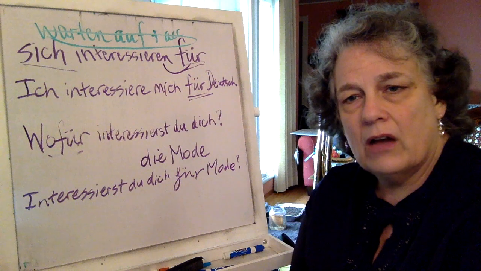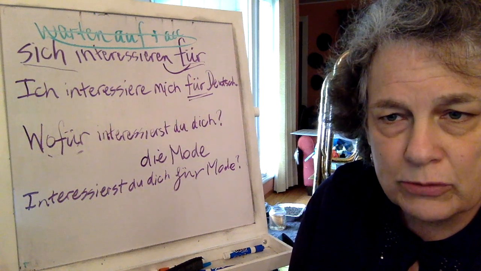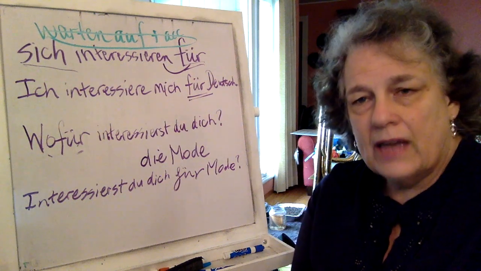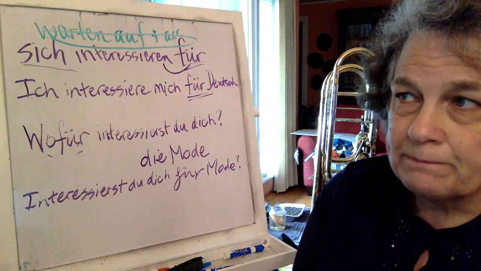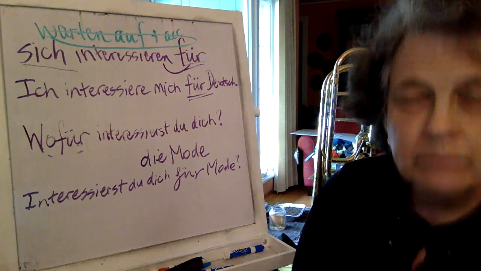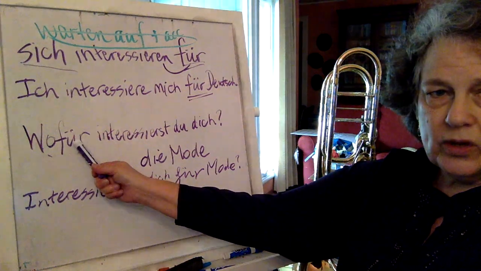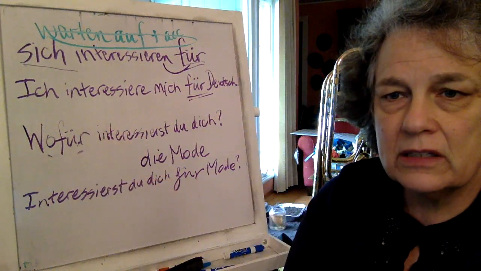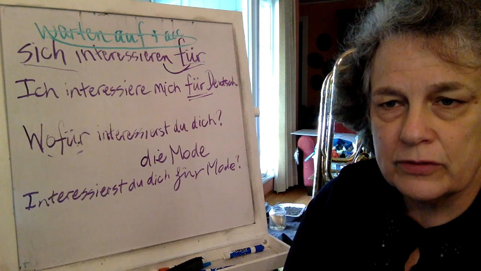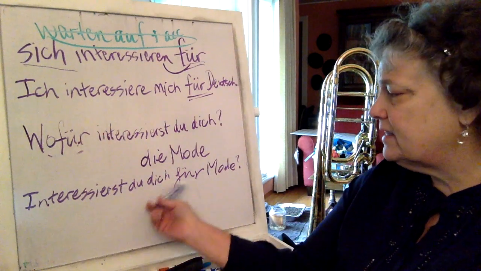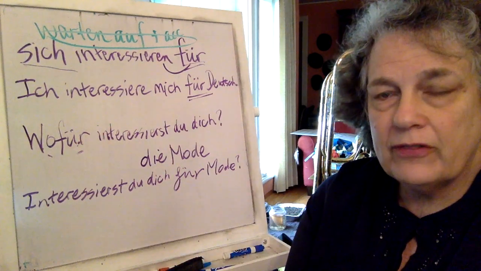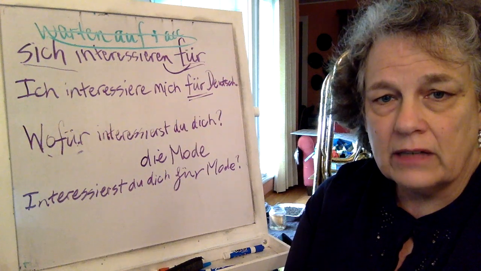Yes or no question? Ja oder nein. Interessierst du dich für klassische Musik? Ja oder nein. Interessierst du dich für Fußball? Ja oder nein. Okay? So this is the content question. Wofür interessierst du dich? Ich interessiere mich für Fußball. Oder interessierst du dich für Mode? Für Fußball? Ja oder nein.